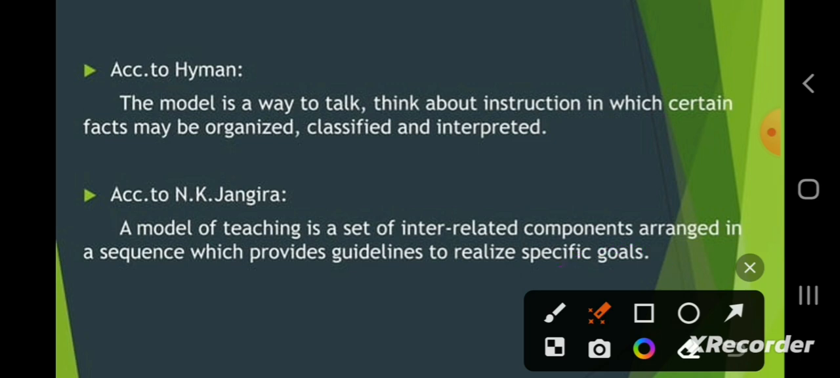Jangira's definition presents a teaching model as a structured framework composed of interrelated components. These components are arranged in a specific sequence to offer clear guidelines for achieving particular educational goals. This definition emphasizes the systematic nature of teaching models, indicating that they provide a step-by-step approach to reaching defined objectives. By outlining a sequence of components and their relationships, these models guide educators in designing and implementing effective teaching strategies to meet specific outcomes.